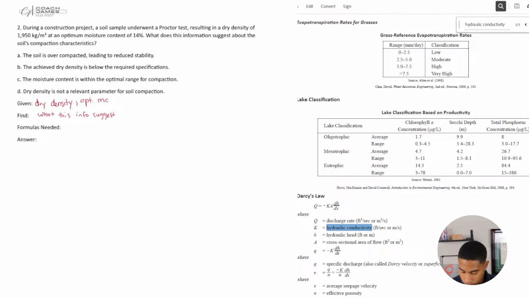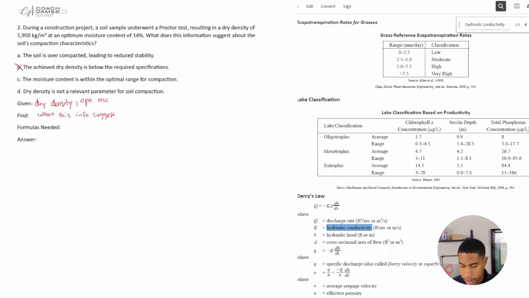Okay, so formulas needed. Are there any formulas that we would need for this? Based on the answer choices, okay, let's just go through them. The soil is overcompacted, leading to reduced stability. The achieved dry density is below the required specifications. We don't know the specifications. So to me, that's a bad answer. The moisture content is within the optimal range for compaction. Okay. And the dry density is not a relevant parameter for soil compaction. All right. So it looks like we're going to need some prior knowledge here.